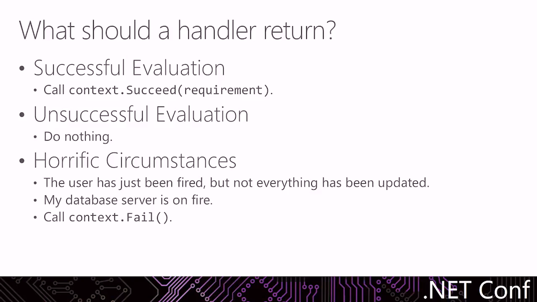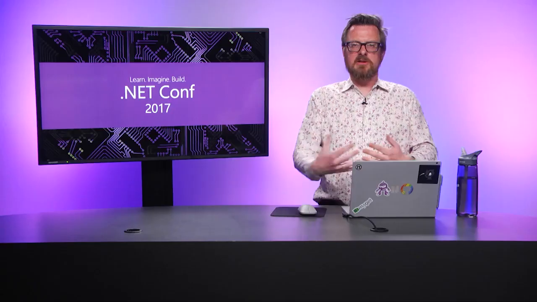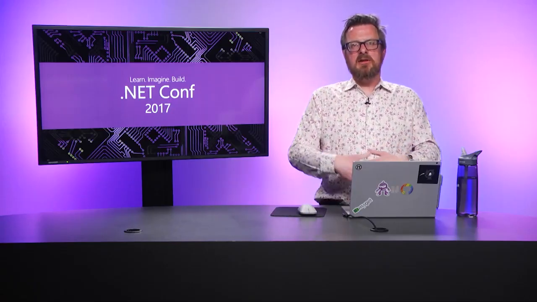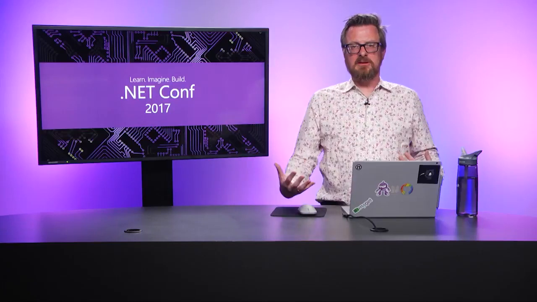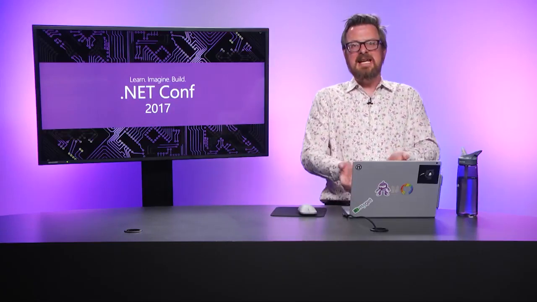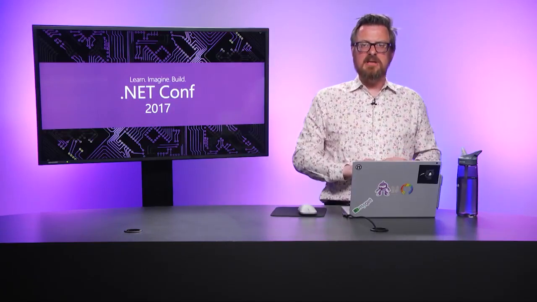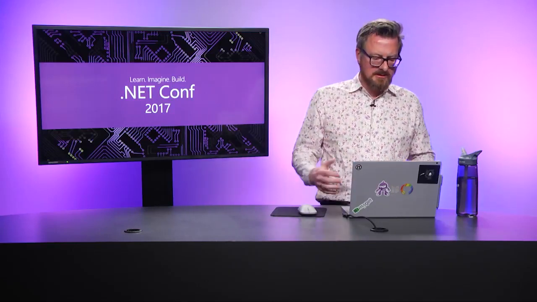Successful evaluation of a handler calls context.succeed with an instance of the requirement. An unsuccessful evaluation does nothing because remember, there can be multiple handlers for a single requirement. So if any of those handlers succeed, then the requirement has been fulfilled. So you don't want to do anything if your individual handler hasn't succeeded.